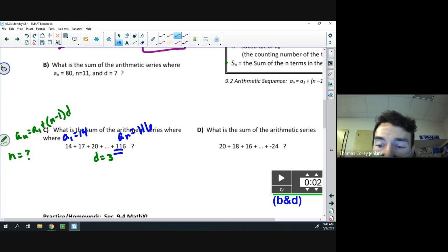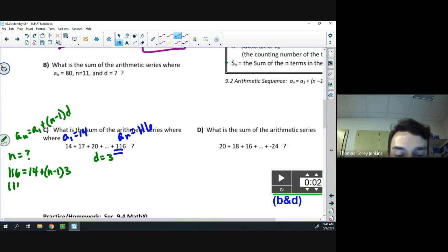And now we'll just sub in, all right? So we could set this up as 116 equals a sub 1, which is 14, plus, we don't know n, so n minus 1 times d, which is 3. And now we'll solve that for n. So that gives me 116 equals, I'm going to go ahead and distribute and combine like terms in one step. So 3 times n gives me 3n. And then I'd have negative 3 plus 14, so that gives me plus 11.